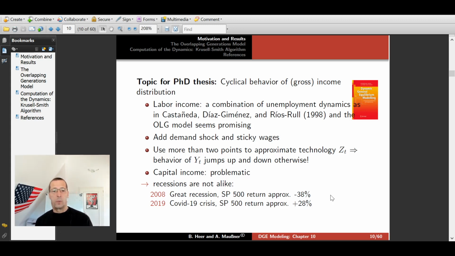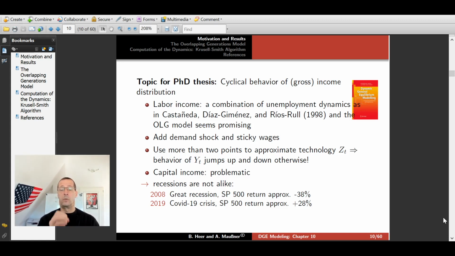Now contrast this with the most recent crisis, the COVID-19 crisis. And if you study the year 2019, so over the year 2019, the Standard & Poor's 500 index increased by 28%. So just the opposite behavior. Here the problem was an epidemic which inflicted both supply and demand shocks in our model, but it did not originate in the financial markets. And here we find that rich people got richer during the COVID-19 crisis, and we have an increase in inequality and high returns from stocks.